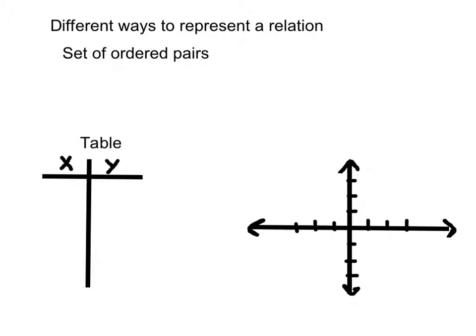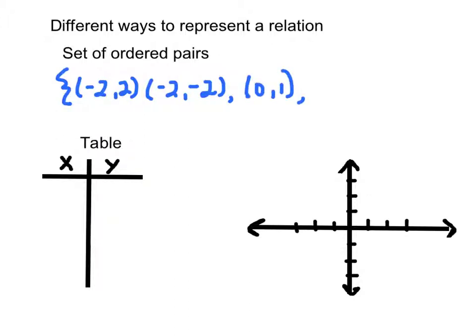There are different ways to represent a relation. One way would be to represent it using set notation, a set of ordered pairs. An example would be the set -2, 2, the ordered pair -2, -2, the ordered pair 0, 1, the ordered pair 3, 1. In this relation, there are 4 elements, there are 4 ordered pairs.